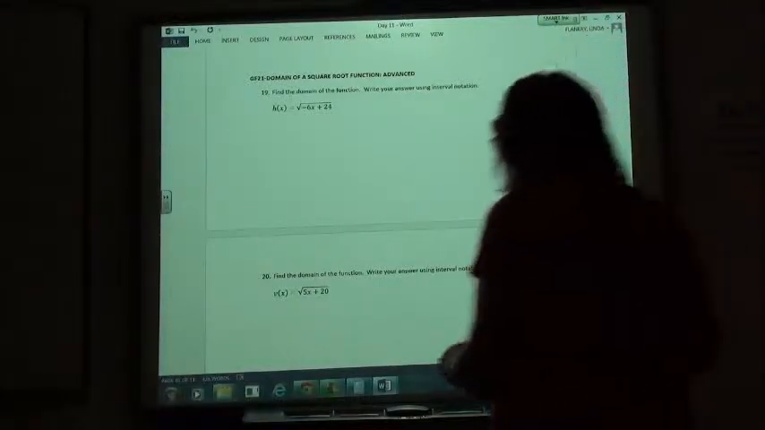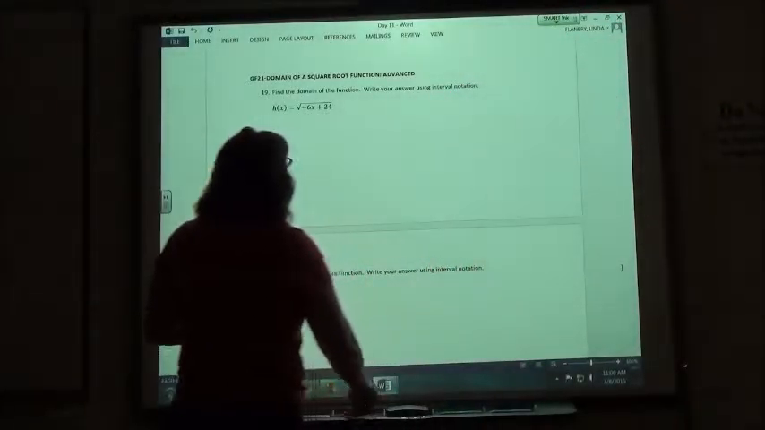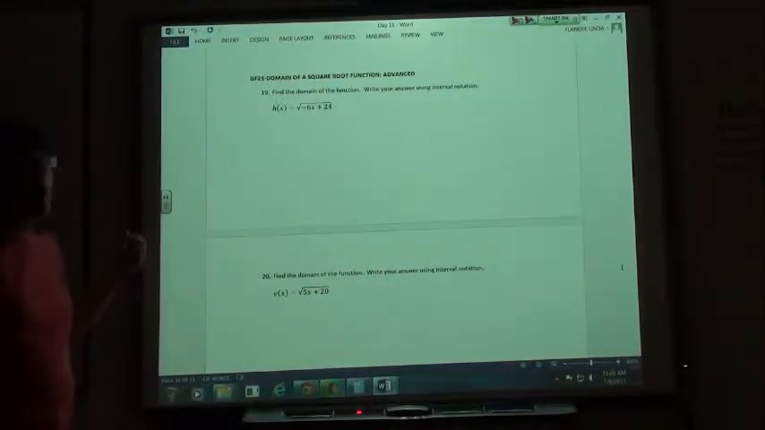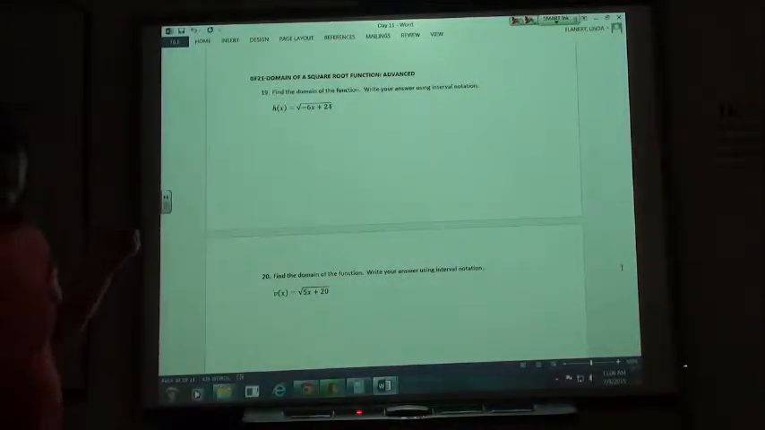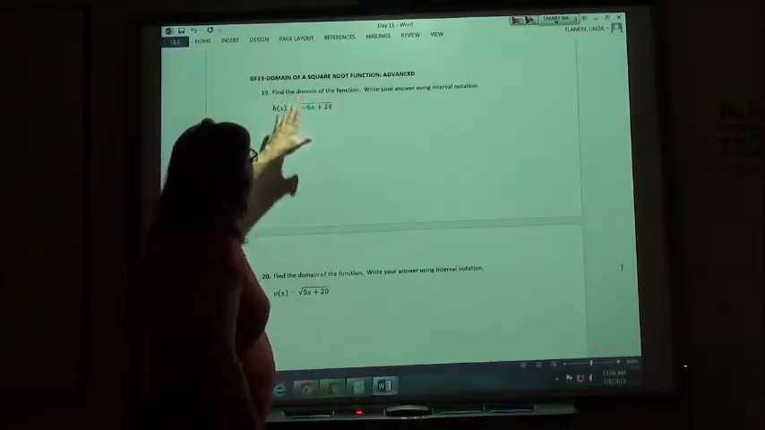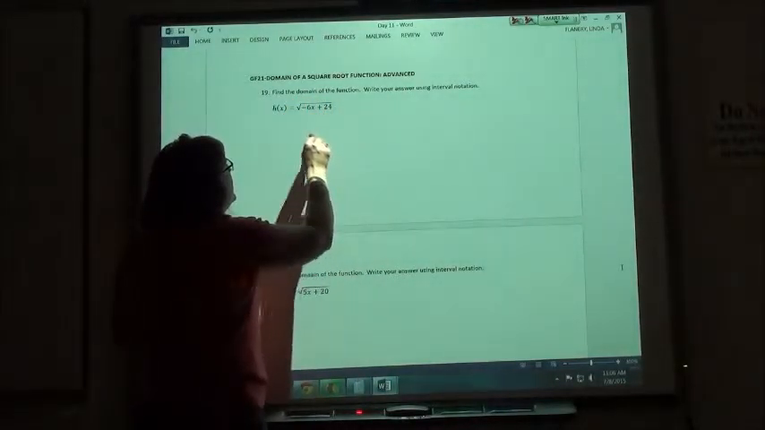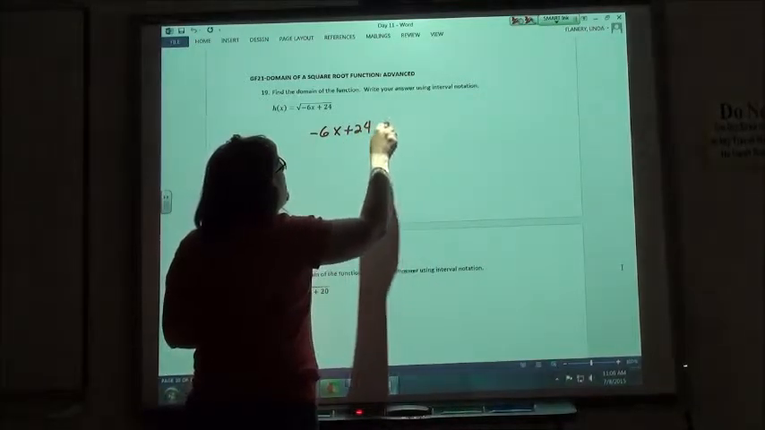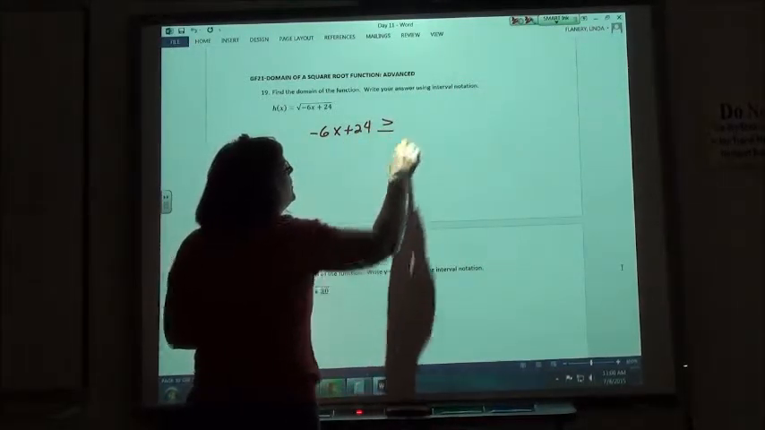19, 20, and 21, talking about the domain of my square root function. On a square root function, the square root cannot be negative, right? We can't take the square root of a negative value unless we're working with imaginary numbers. So whatever is under the square root, in this case the negative 6x plus 24, has to be positive, or it could be equal to 0.